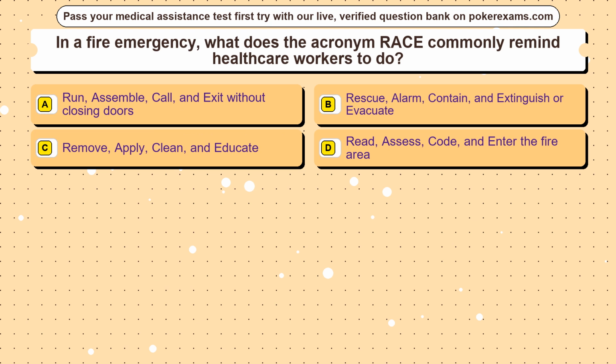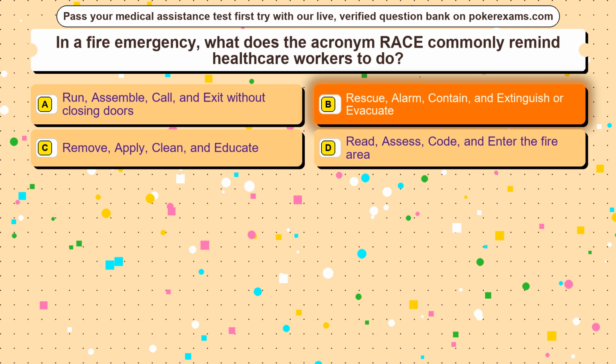In a fire emergency, what does the acronym RACE commonly remind healthcare workers to do? Option A, run, assemble, call, and exit without closing doors. Option B, rescue, alarm, contain, and extinguish or evacuate. Option C, remove, apply, clean, and educate. Option D, read, assess, code, and enter the fire area.